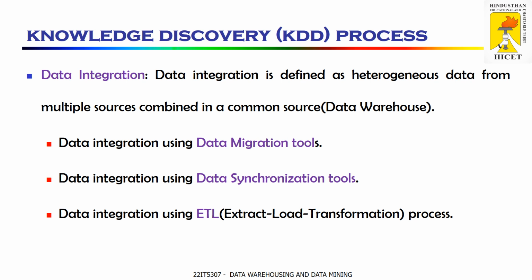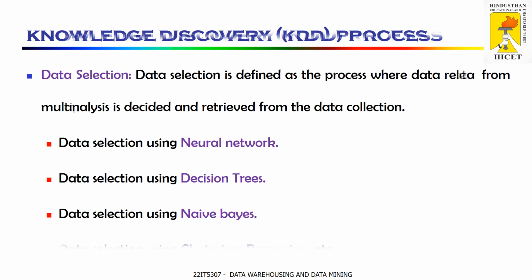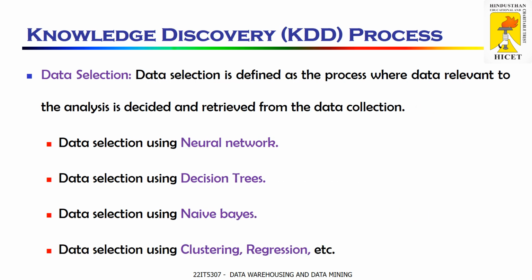So here, by using data migration tools, data synchronization tools, and ETL also, we can collect the data from various sources. The next stage is data selection. Here we want to only pick the relevant subset of data for data mining. So how are we going to pick the data? By using decision trees and neural networks.